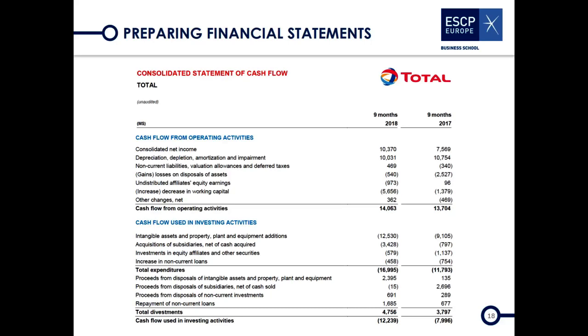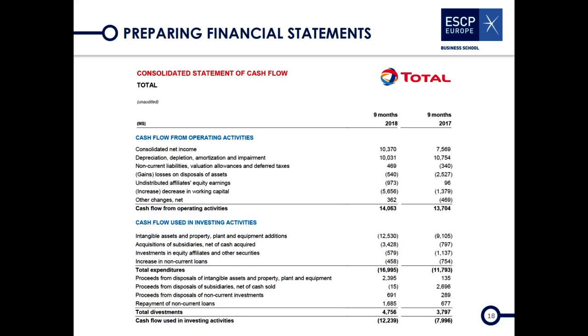So what the number tells you, 14 billion, is that just by running their operations, they had a positive cash inflow over the recent 12 months, or 9 months here, of 14 billion. So they have a lot of money to spend. They have 14 billion to spend. The other sections provide us with information on what they have spent the 14 billion on.